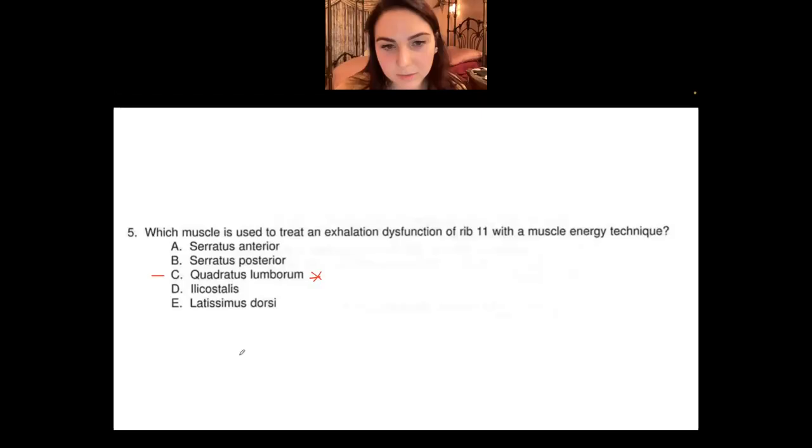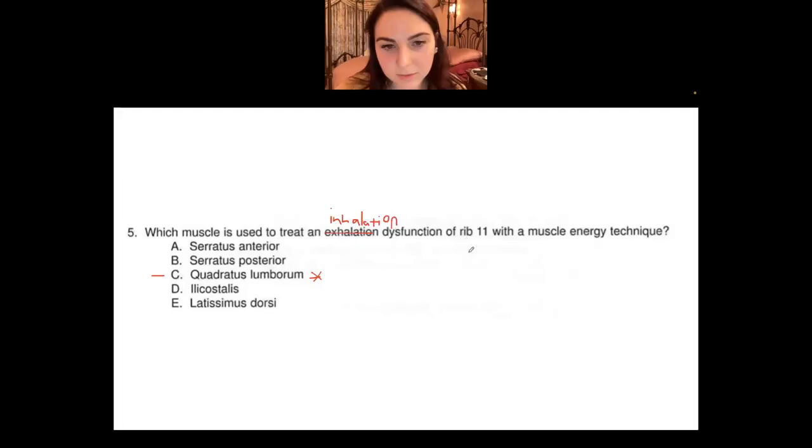The other thing with your rib muscles, when you review your OMM, do not get got. Write this down. If this says inhalation dysfunction, I don't care if they give you ribs 6 through 8. I don't care if it matches up so perfectly with the rib dance exhalation dysfunction muscles. If this says inhalation dysfunction, it does not matter. The answer is the diaphragm. So which muscle is used to treat an inhalation dysfunction? It's always going to be the diaphragm.